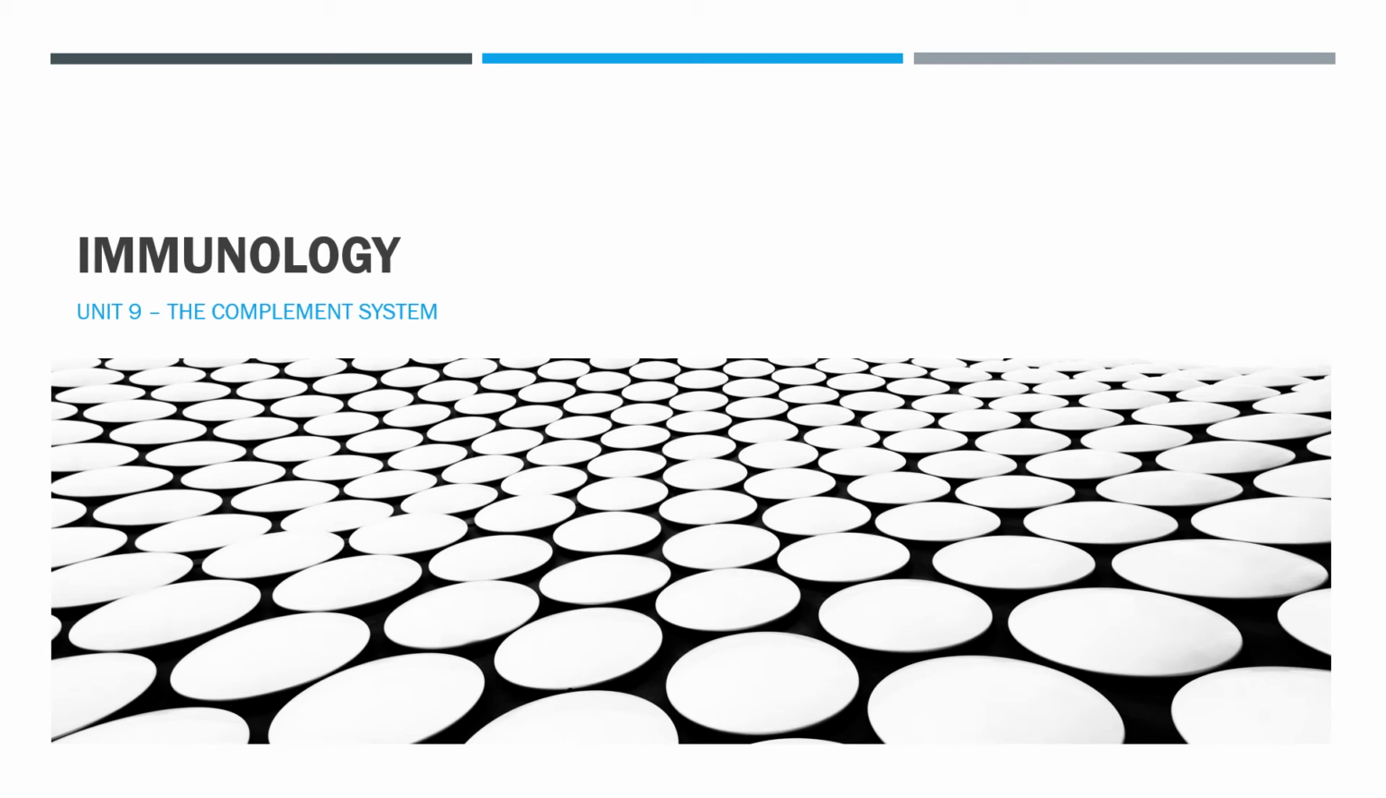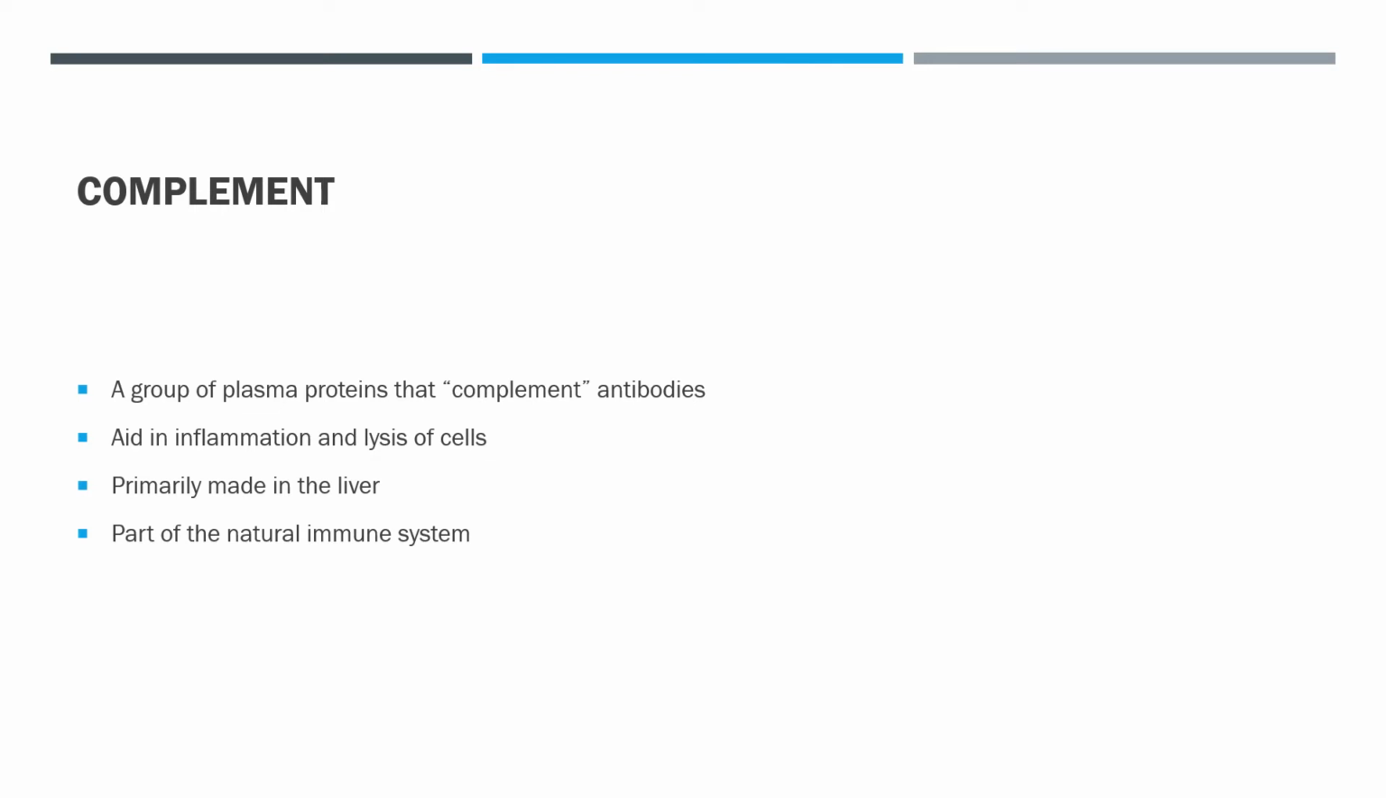Today we're going to talk about the complement system. The complement system includes 18 plasma proteins that actually complement antibodies, and they aid in inflammation and lysing of cells. So complement is a group of 18 plasma proteins.